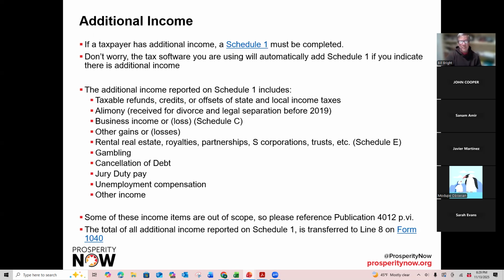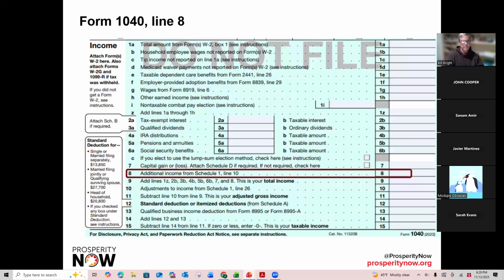These could be things like taxable refunds of state and local income taxes, alimony, business income, other gains and losses, rental real estate, which we don't do, but there could be royalties that come through on a 1099, gambling, we do see gambling, cancellation of debt, jury duty pay, unemployment, that's something we see. Again, some of these can get out of scope, particularly rental real estate we don't do, any partnerships or S corps we don't do. That's where everything gets aggregated on line 8, Schedule 1.